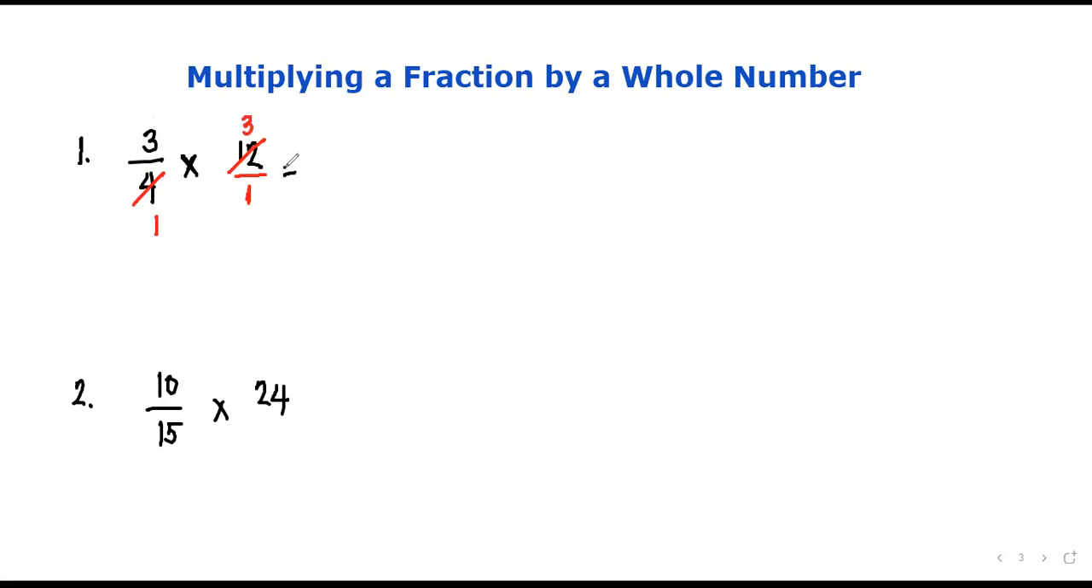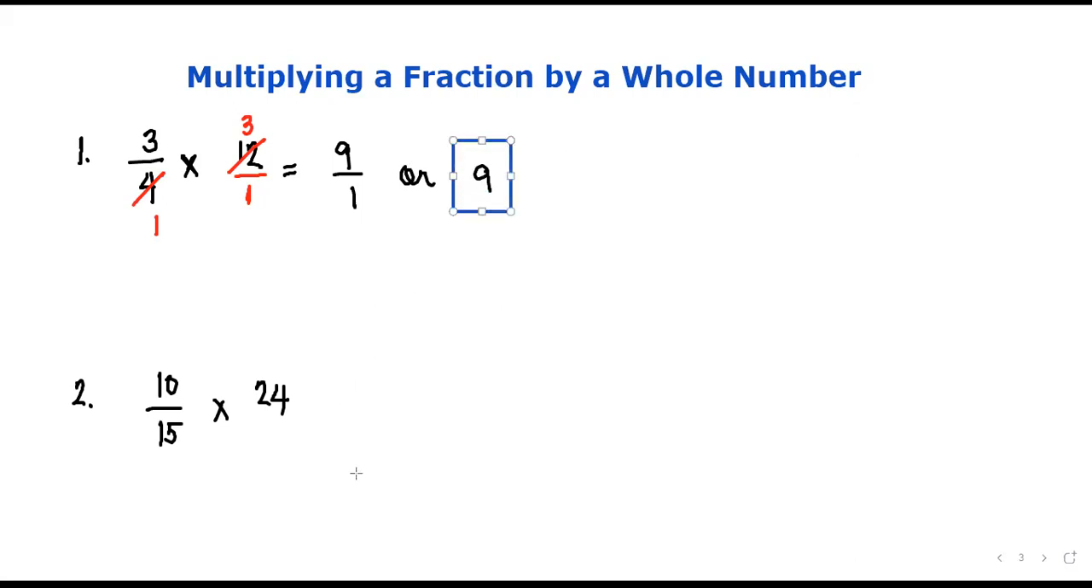Next, multiply the ones left. 3 times 3 is 9, and 1 times 1 is 1. And then again, don't forget to simplify. 9 divided by 1 is simply 9. The final answer is 9.